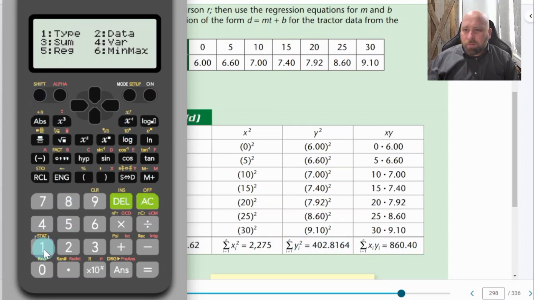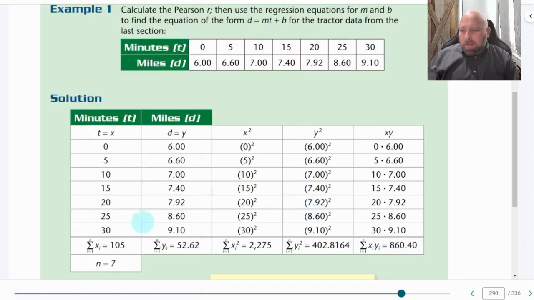And then we'll clear it out one more time, and then we'll do it once more. So Shift 1, and we want number 3, and this time we want this one, the XY number 5, right? So we want to hit 5 equals 860.4, 860.4. There it is.